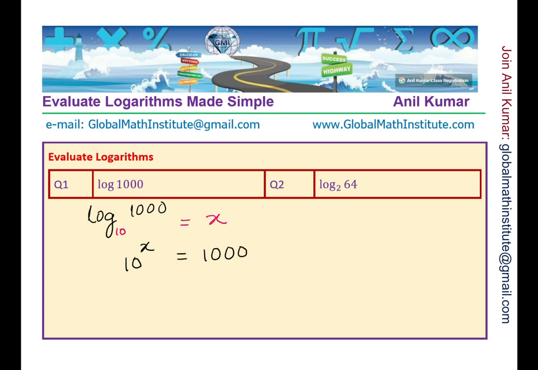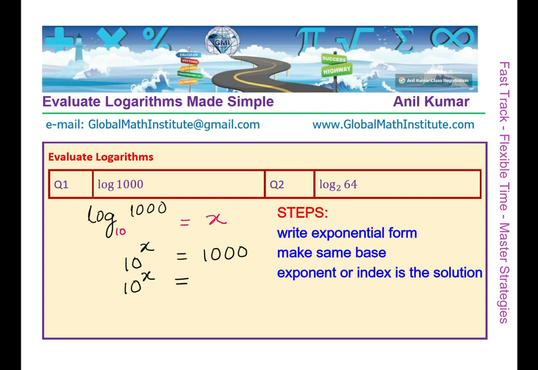Now 10 to the power of x is 1000. That means we need to have the same base to solve this exponential equation. Since you are great at solving exponential equations, from now onwards it should not be difficult. So this is 10 cubed. Bases are the same, so the exponents will be the same. So we get the answer x equals 3. Makes sense? Clear?